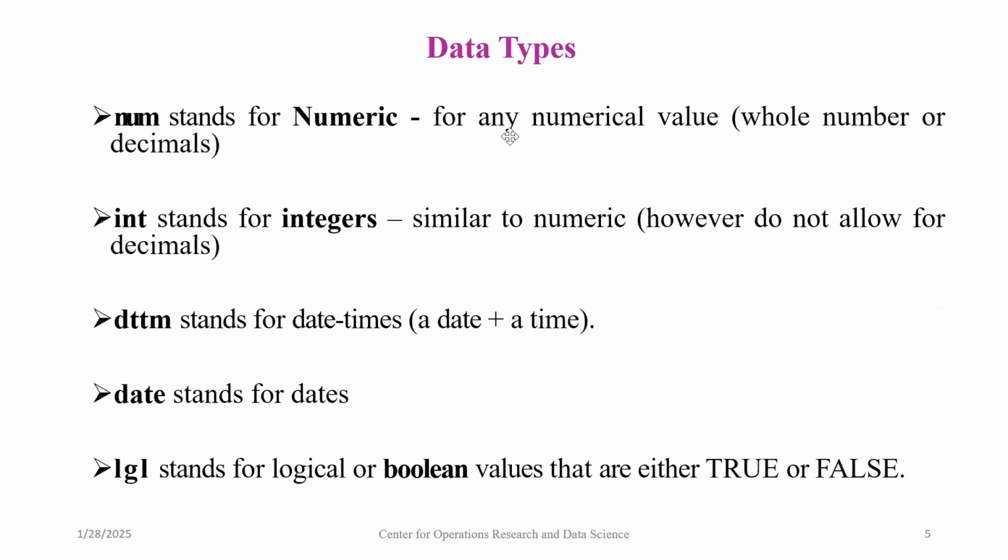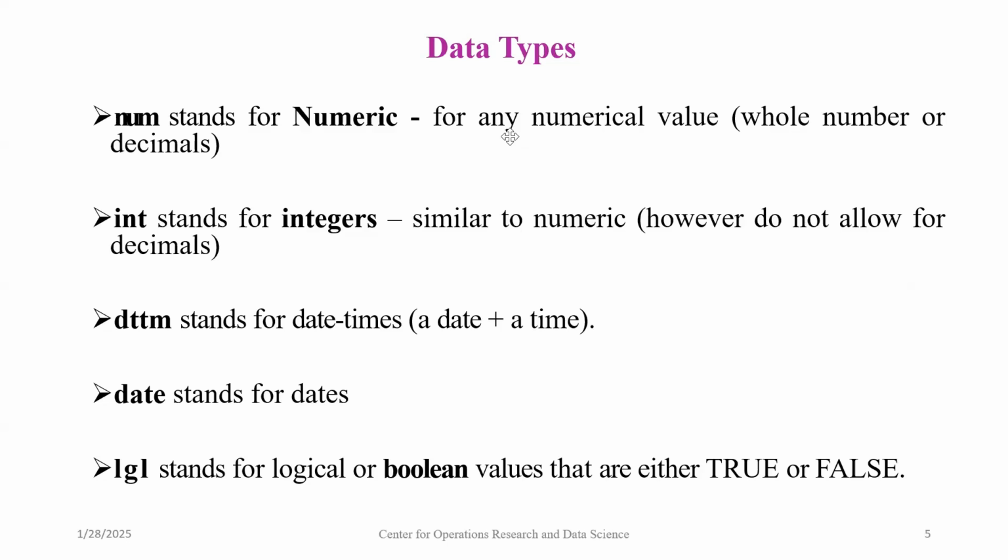Then another common data type or structure we see in R is the numeric. The numeric represents any numerical value. And the good thing is this could be either a whole number or it could be in decimals. Now, just as we saw for the character and factor variable, there is a similar group to numeric variable, and these are called integers. However, the distinction is that integers do not allow for decimals.